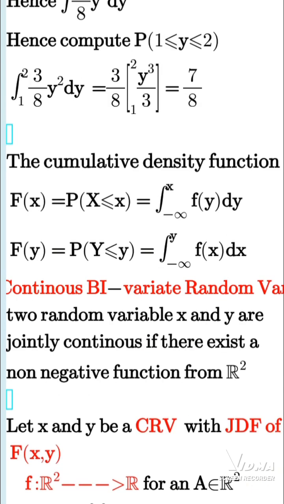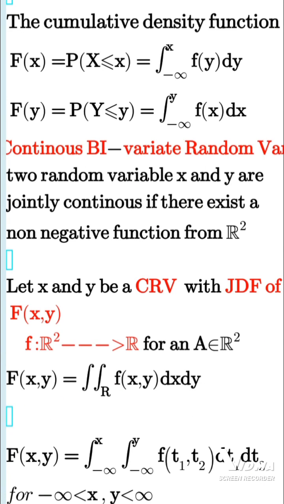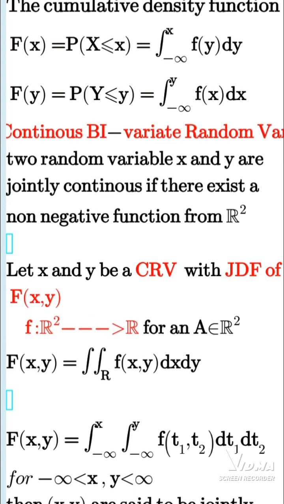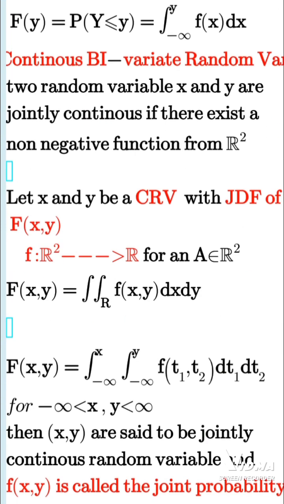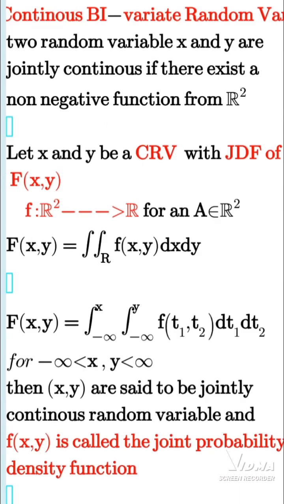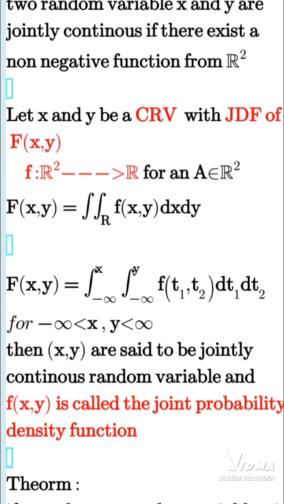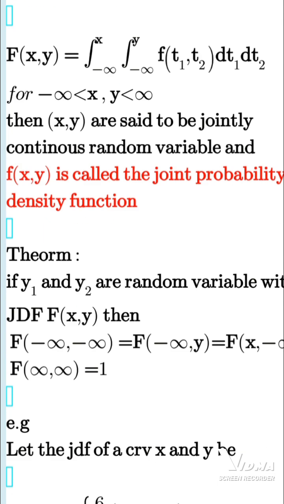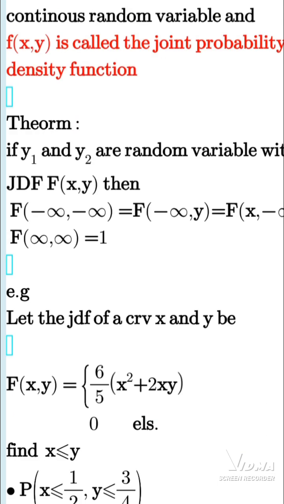So we have continuous bivariate random variables. Let x and y be continuous random variables with joint distribution function. So we have joint for continuous random variables as well, that is bivariate random variables. If we have f(x, y) and we have two different distributions, we take the integrals respectively and we have some of these rules here. So we have an example.